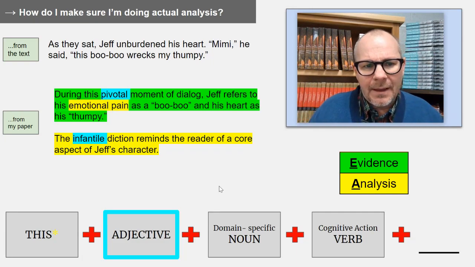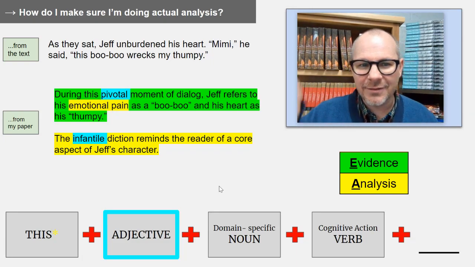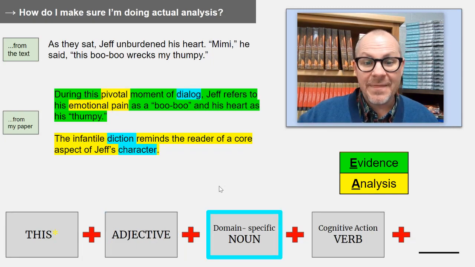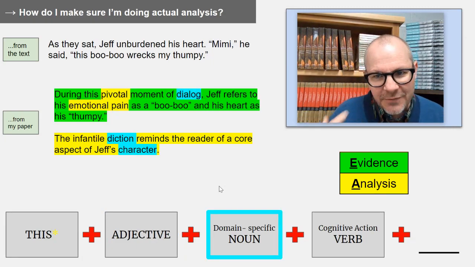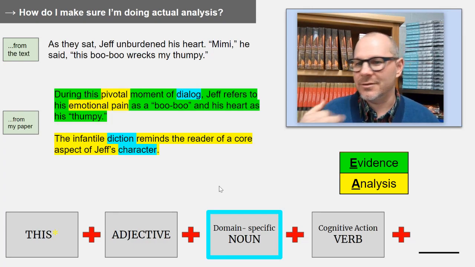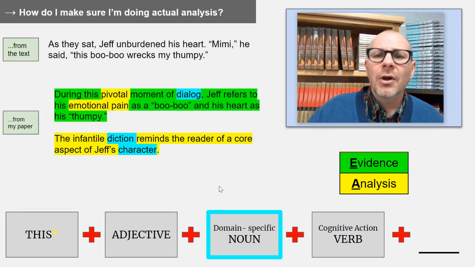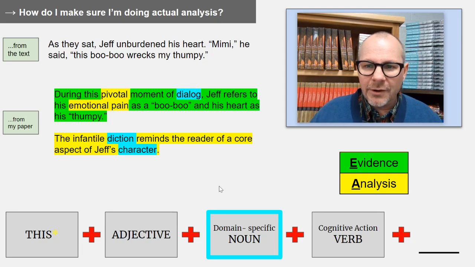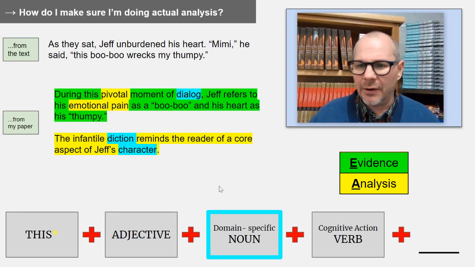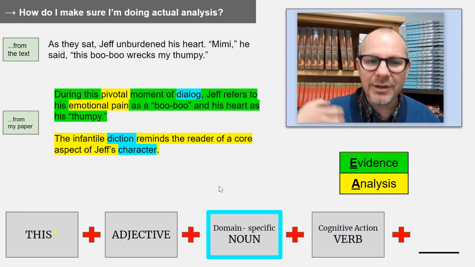That's analysis. So then I have, and see, I also used it in the preceding sentence, pivotal moment, same way. It's an adjective that describes. Then I have these domain-specific nouns. Domain-specific nouns are nouns that are drawn from our world of literary nerds. And you're in that world, whether you like it or not. While you're in a class, you're in that world. So draw from that world of literary nerd language: dialogue, diction, character, metaphor. I'll give you a long list in the next slide. But you put those into action, and now you're doing analysis.